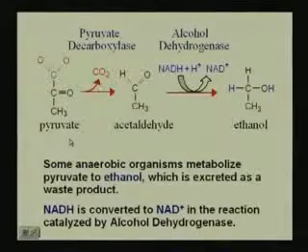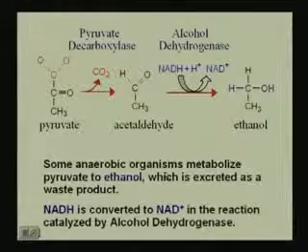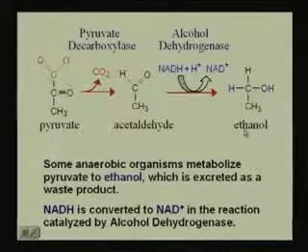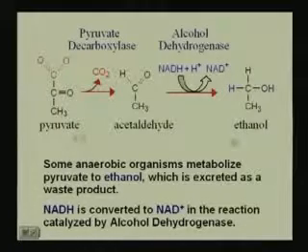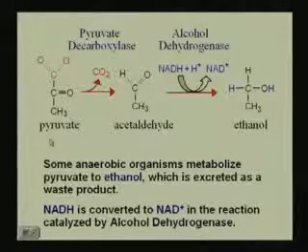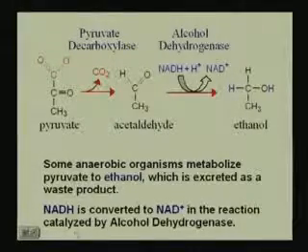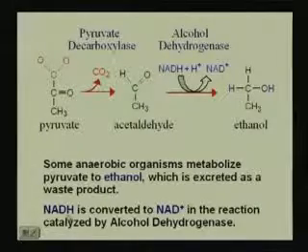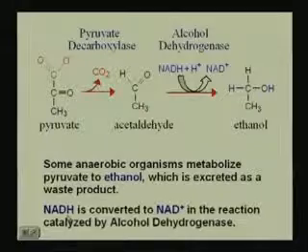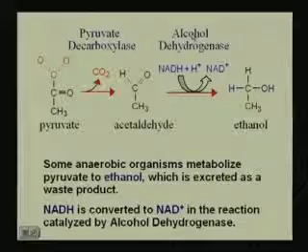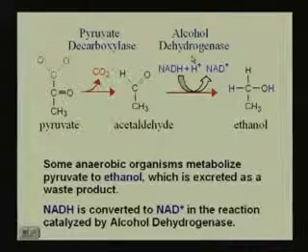Now, some anaerobic organisms metabolize pyruvate to ethanol. This process you have learned, fermentation, like yeast. This is a reaction that yeast often do, where you have industrial chemistry, where NADH goes to NAD+ by alcohol dehydrogenase.